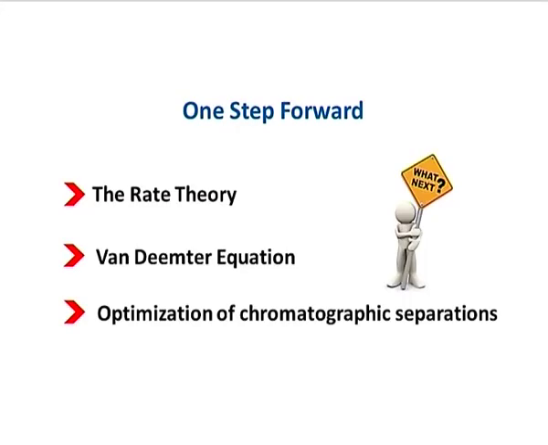In the next lecture, we will dwell upon the rate theory, and we will use the Van Deemter equation to build up the concept. Then finally we will try to see how we should optimize chromatographic separation using various factors such as resolution, plate height, and capacity factor, and how we could have an interplay of all these factors which we have learned so far to get a separation which is excellent.